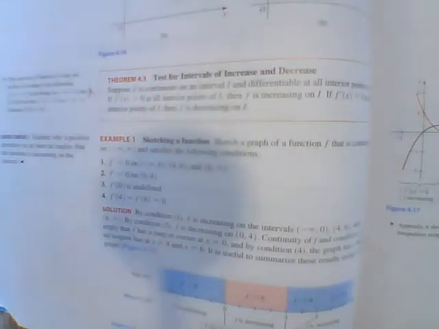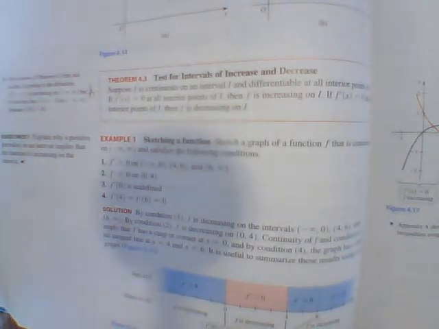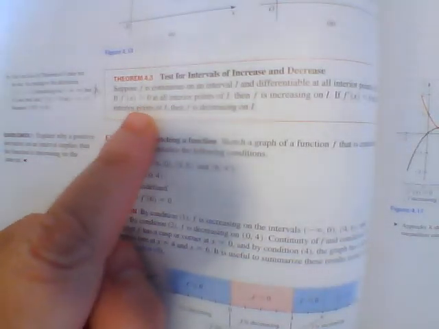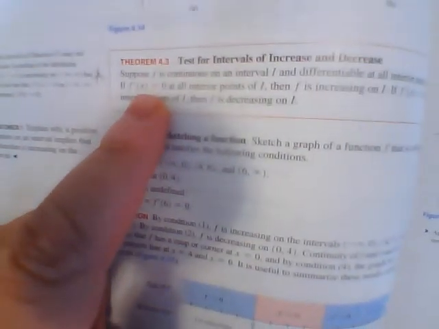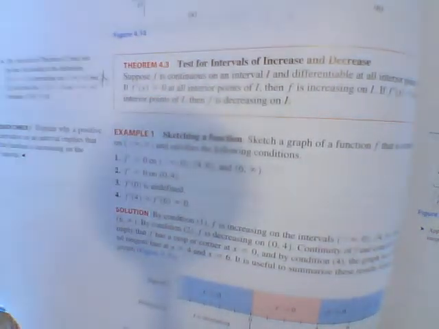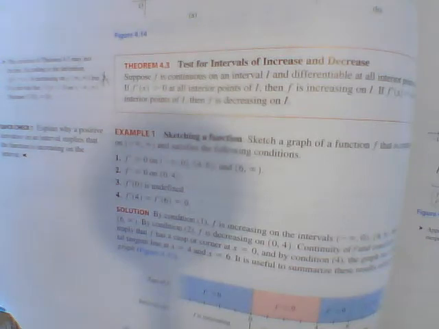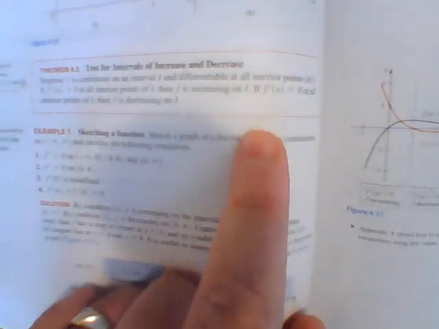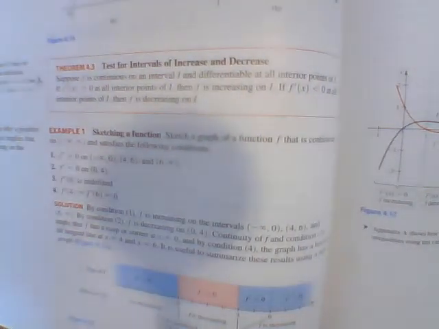So if f is continuous on interval I and differentiable at all points of the interval I, when the derivative function is greater than 0, so we see right here that f prime of x is greater than 0 at all interior points of I, then f is increasing on the interval. And when the derivative is less than 0 on all points, that's when we talk about that we're decreasing.